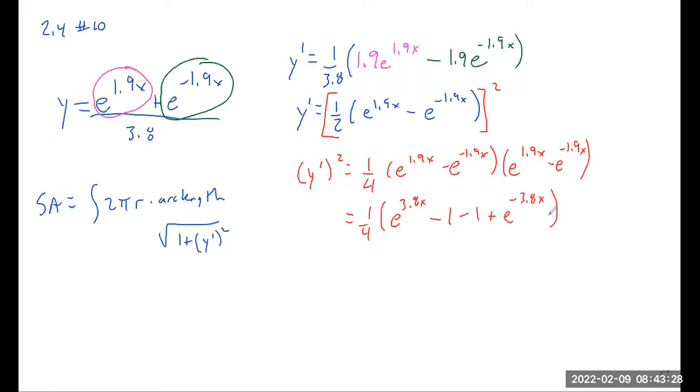So I know that this is probably a little bit strange, but use your rules of exponents. They're the same rules of exponents that you've ever used for anything. It doesn't change with the fact that this is e to powers. We still do the same thing. We add exponents together when we multiply, right? And so on. Okay, so this is 1/4 times e to the 3.8x minus 2 plus e to the minus 3.8x. So that's the y prime squared. But now we need to add 1 to it.